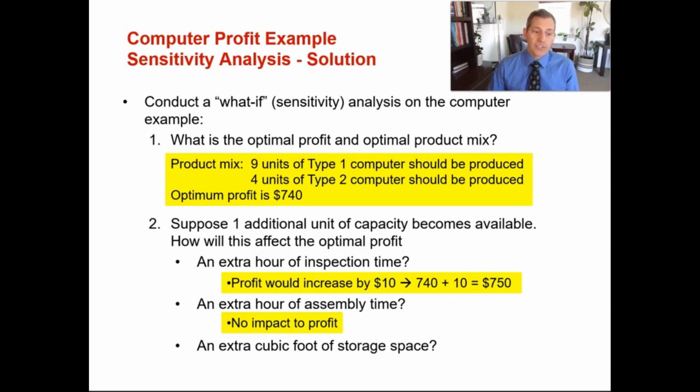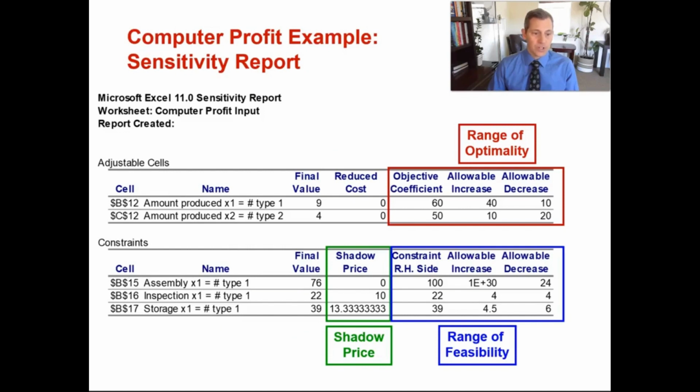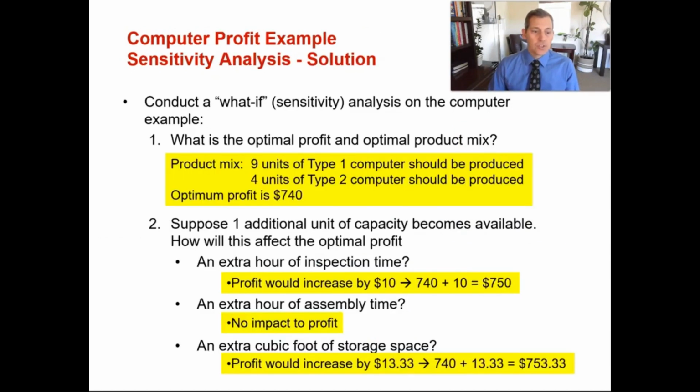Okay, and then what about an extra cubic feet of storage space? Okay, storage space, your shadow price is $13.33. Our maximum profit was $740. So you simply take $13.33 and you add that to $740, and that gives you $753.33.